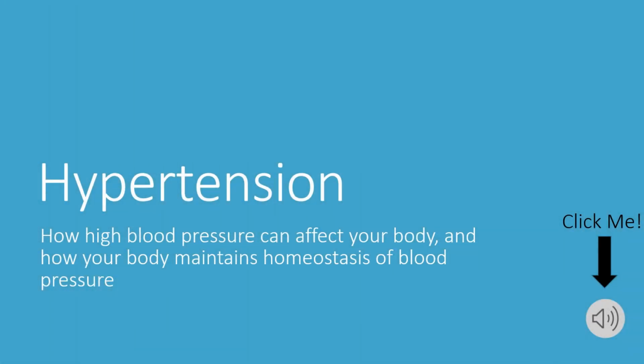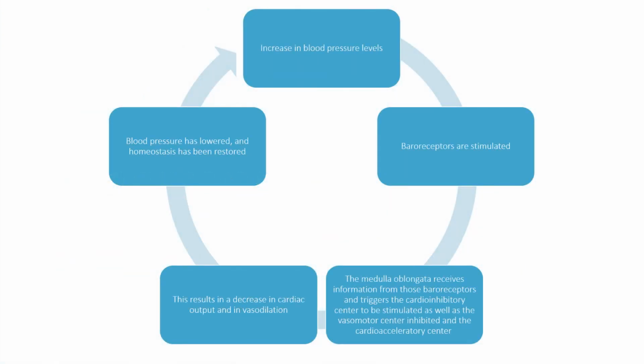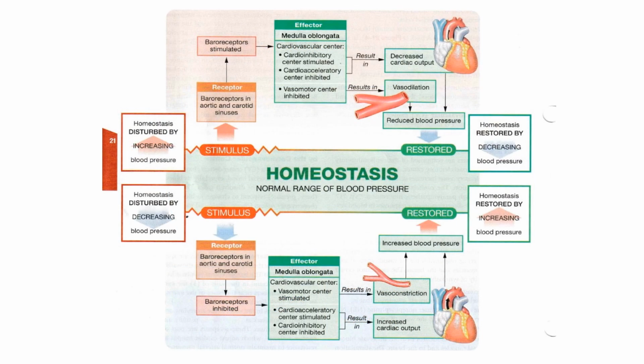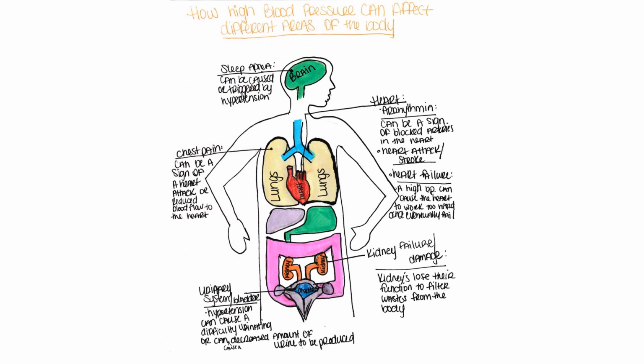Hypertension, how high blood pressure can affect your body and how your body maintains homeostasis of blood pressure. Today I'm going to be talking about blood pressure, which is the pressure of the blood pushing against the walls of your arteries, and from there the arteries carry the blood from the heart to the rest of your body. A regular blood pressure reading is 120/80.